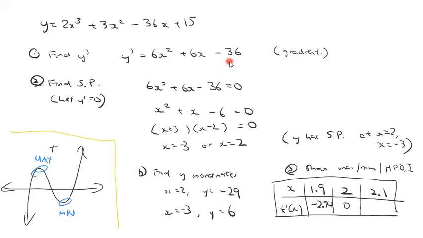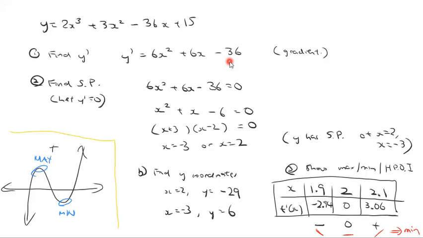If I sub in 2.1, I'm going to get 3.06. And again, what's important is not the number, it's the fact it's positive. So that means I'm going to get negative, 0, positive, which represents that it's going to look like this, like this, like this, which then confirms it's a minimum.